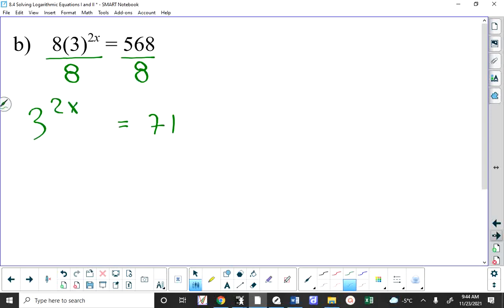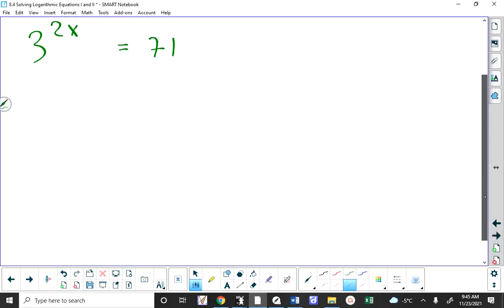Somebody in my Math 20 class was asking me yesterday, we've been having a lot of discussions about when you can cancel things. We can cancel the 8 because on the bottom of this, 8 is a factor, and on the top, 8 is a factor. We know 8 is a factor on the top because it's being multiplied by the rest of the top. Well, okay, now we take the log of both sides.